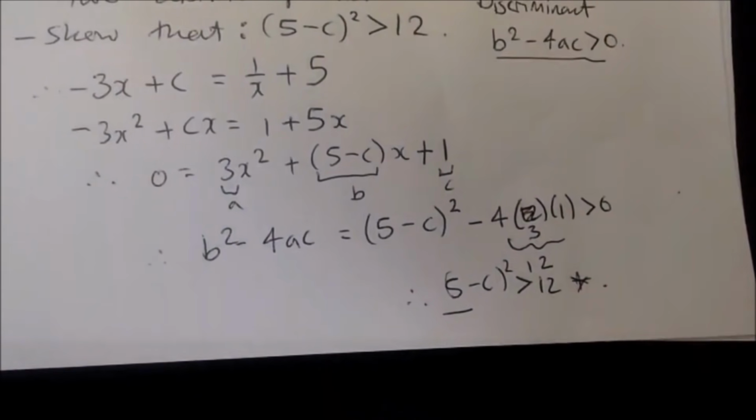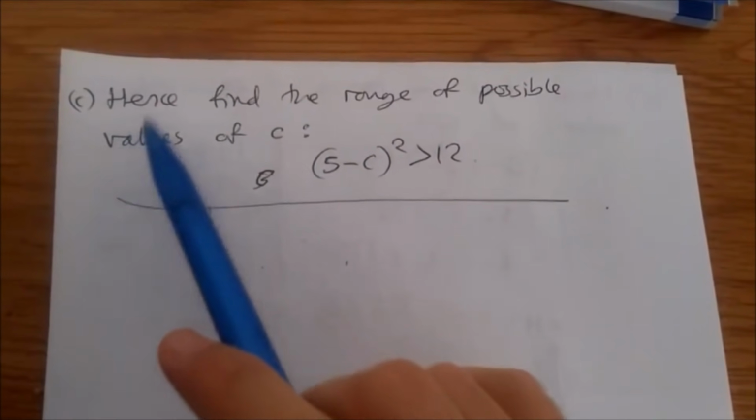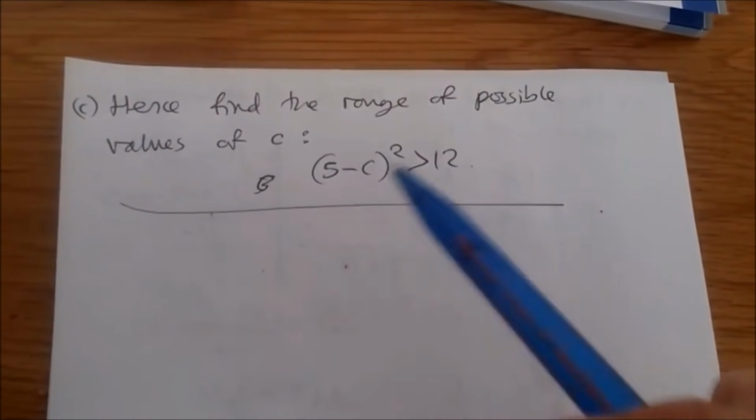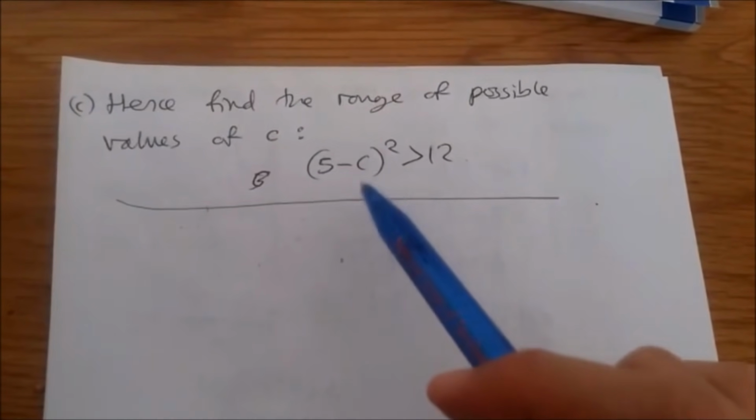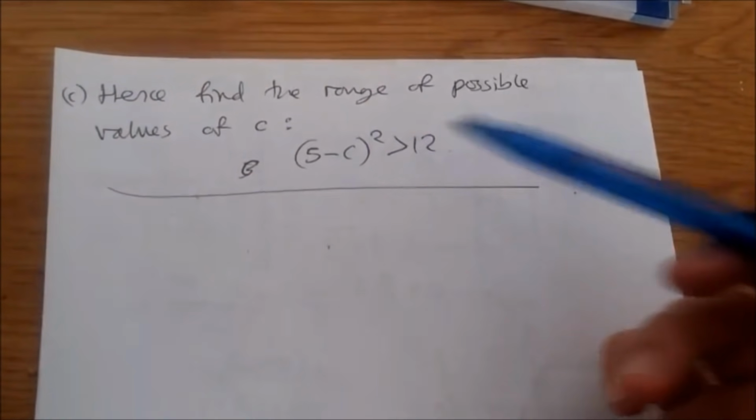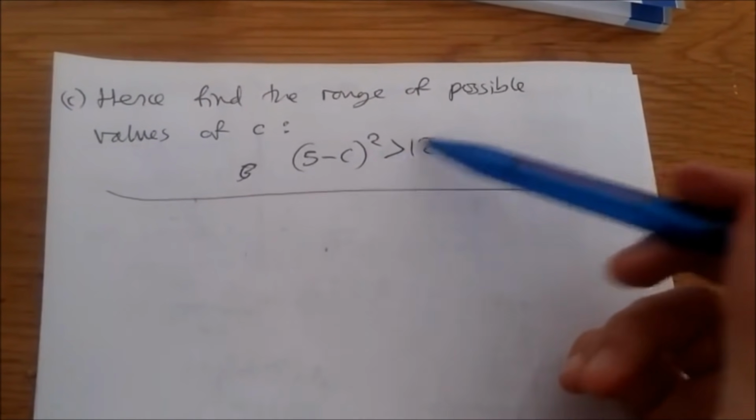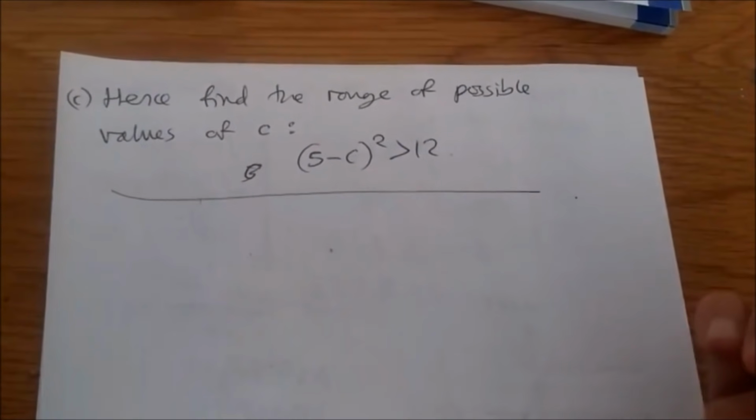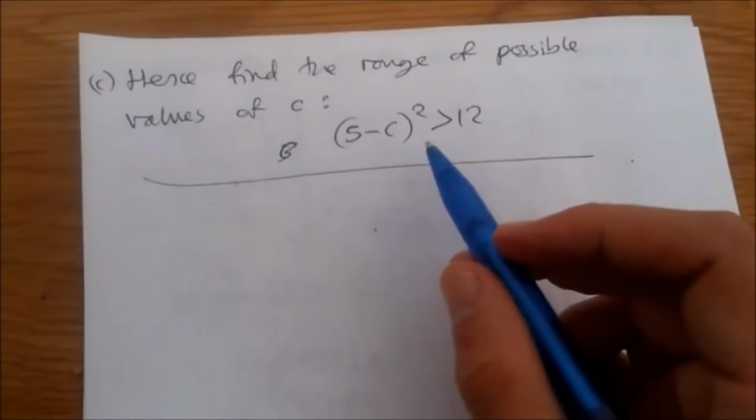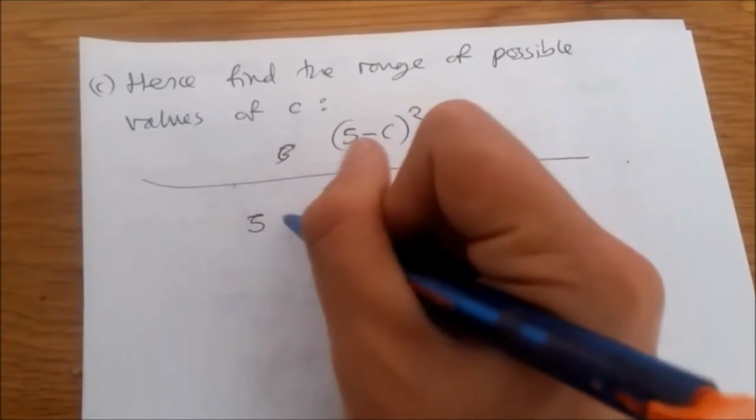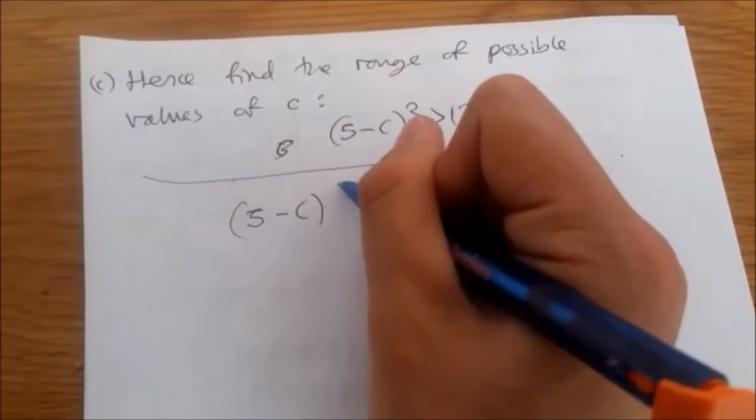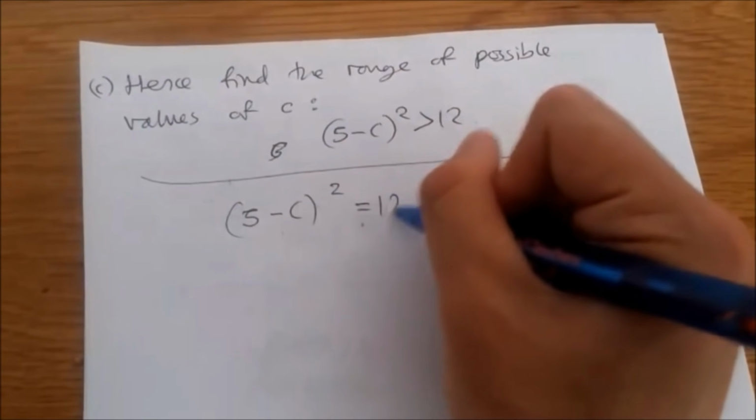Now let's move on to part C. For this part, now we need to find the range of possible values of c using the equation we just deduced. So just treat this as an equal sign, okay? Then pretty much we just need to solve the values of c and attach inequalities. So using the equal sign, I would say rewrite this as 5 minus c squared equals 12.